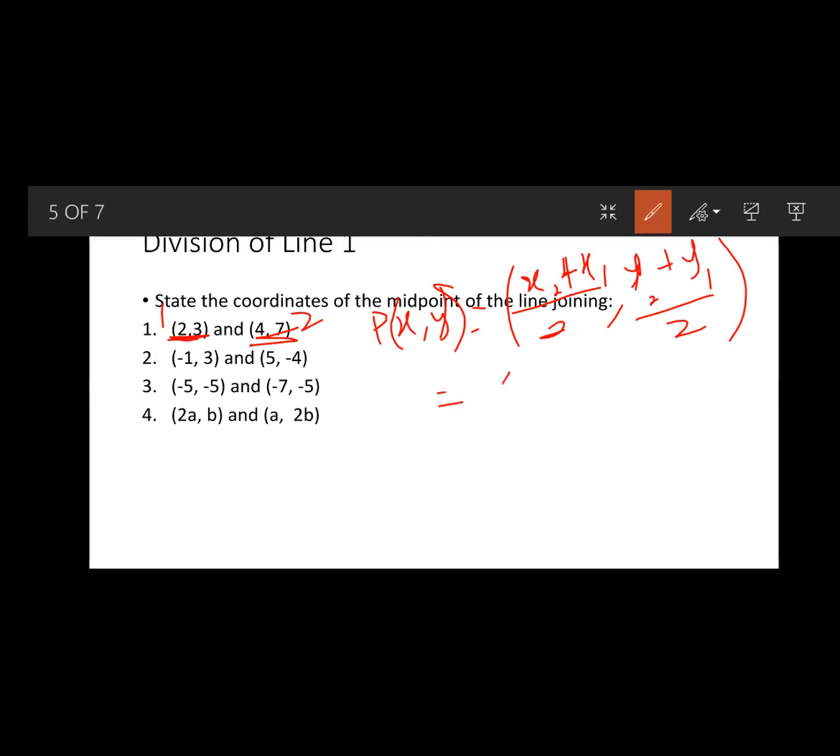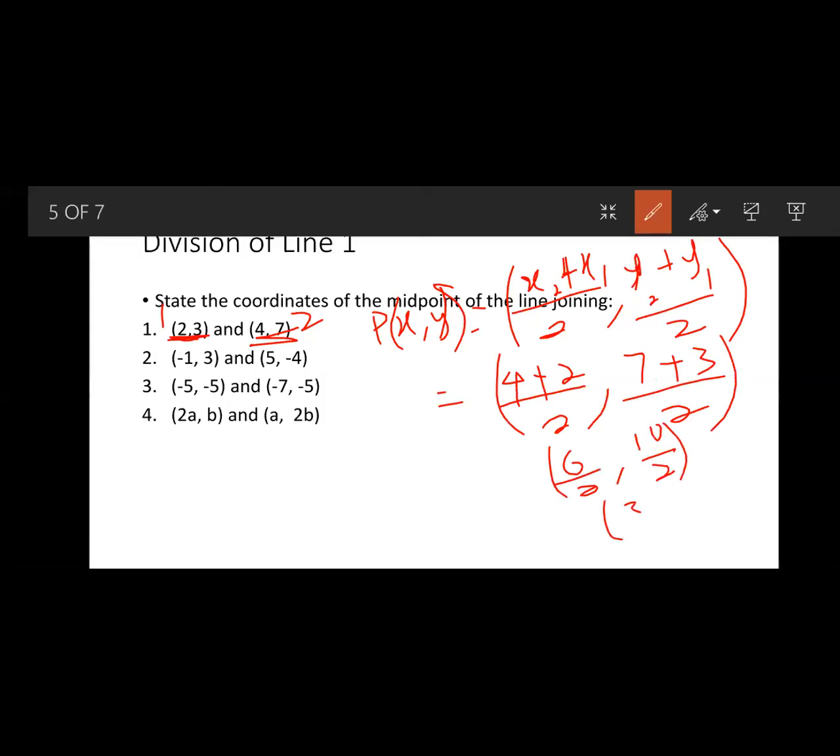So x2 is 4, x1 is 2, divided by 2, comma, y2 is 7, plus what? y1 is 3, divided by 2. So from there, we have 4 plus 2 is what? 6. 6 divided by 2, 10 divided by 2. And that's what? (3, 5). That's the midpoint.